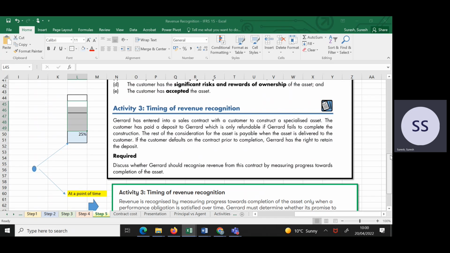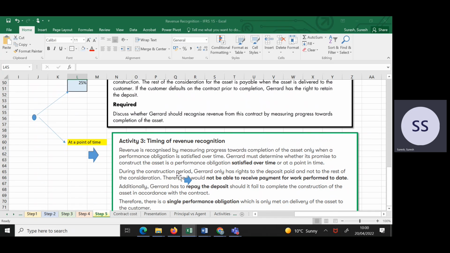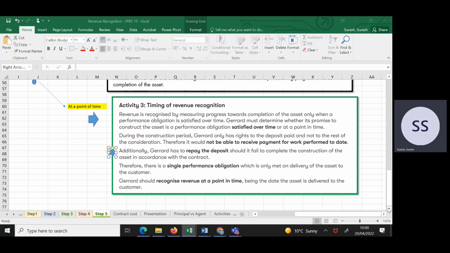That means this is not a performance satisfied over a period of time, right? So if we move on further, additionally, Gerard has to repay the deposit should it fail to complete the construction of the asset in accordance with the contract. That means, say Gerard, after completing nearly 80% of the work, due to some factors has to quit the contract. In that case, he can't claim. He has to repay the deposit, right? So again, the work completed, he can't claim the money.